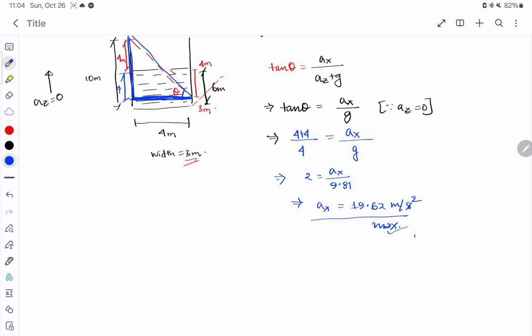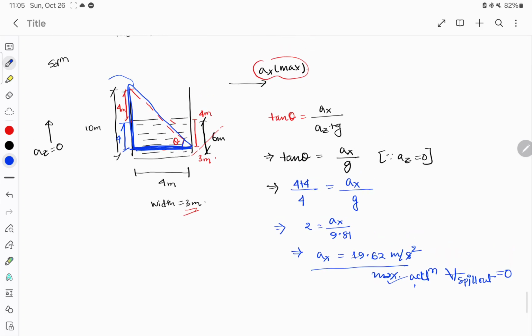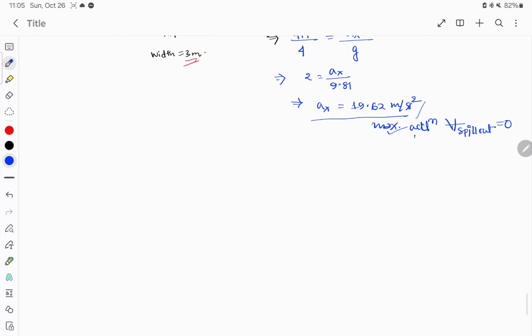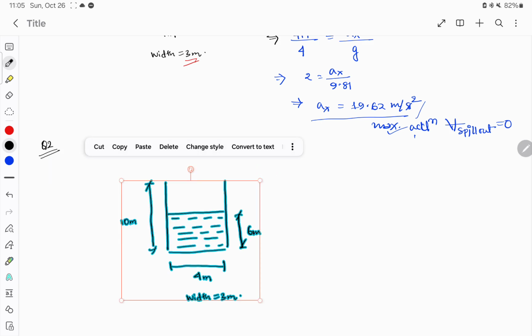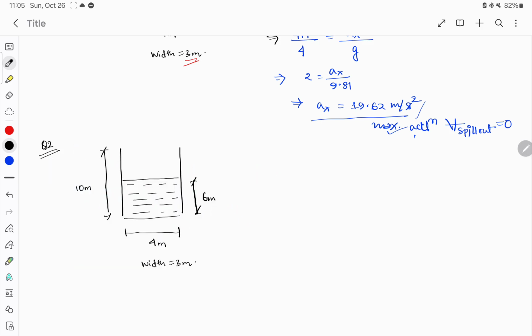Maximum क्यों? Maximum acceleration कंडीशन क्या है? वॉल्यूम स्पिल आउट नहीं हुआ, पानी नहीं गिरा. इससे थोड़ा भी ज़्यादा हो जाता तो पानी गिर जाता, इससे थोड़ा भी कम होता तो मैक्सिमम एक्सेलरेशन अटेन नहीं होता. ओके. Second question is, let us go to the second question. Second question, same vessel है. Let us take the same vessel.